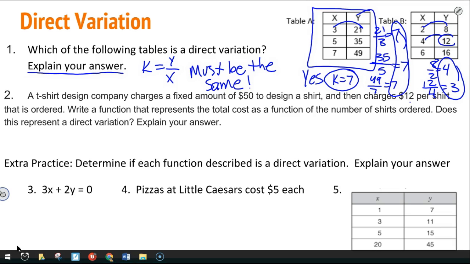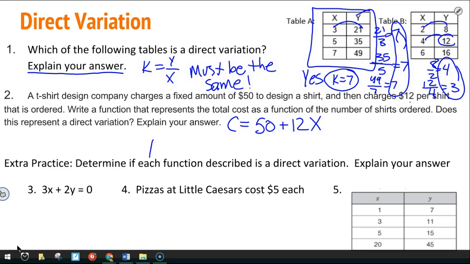Number 2, a t-shirt design company charges a fixed amount of $50 to design a shirt and then charges $12 per shirt that is ordered. Write a function that represents the total cost as a function of the number of shirts ordered. Does this represent a direct variation? Explain your answer. So, the cost equals $50 to design the shirt plus $12 per shirt. Is this a direct variation?